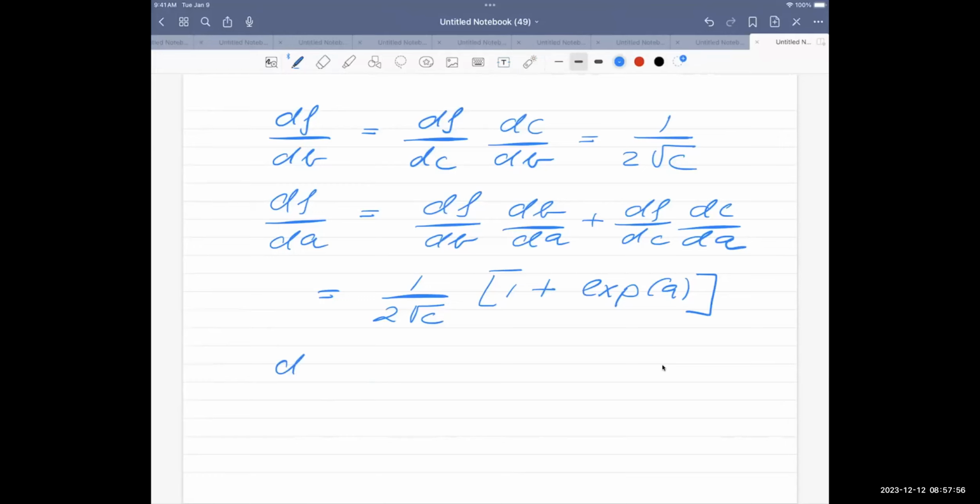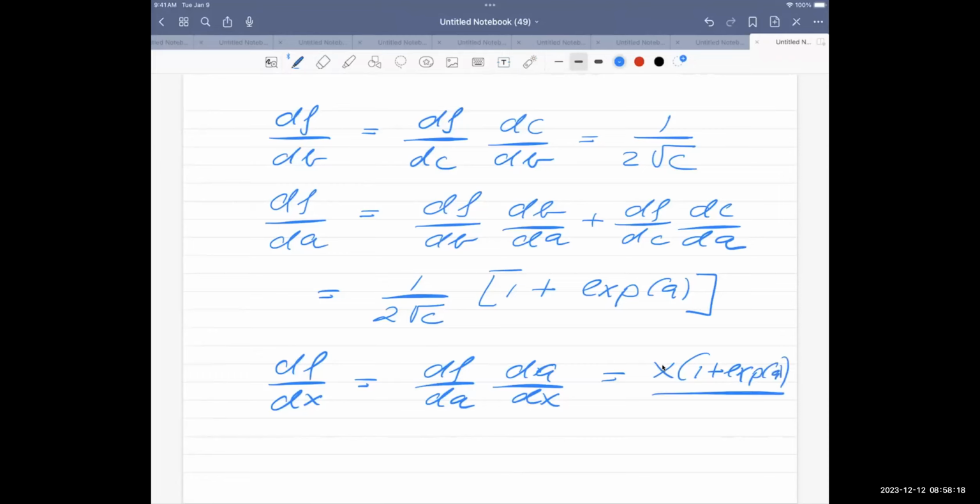Finally, what I have is that df of dx is going to be given by df/dA times dA with respect to x. And if I put everything together, this is going to be given by x of 1 plus the exponential of a, divided by the exponential of c, which, when I collect everything, is nothing but x of 1 plus this number b divided by the number d.